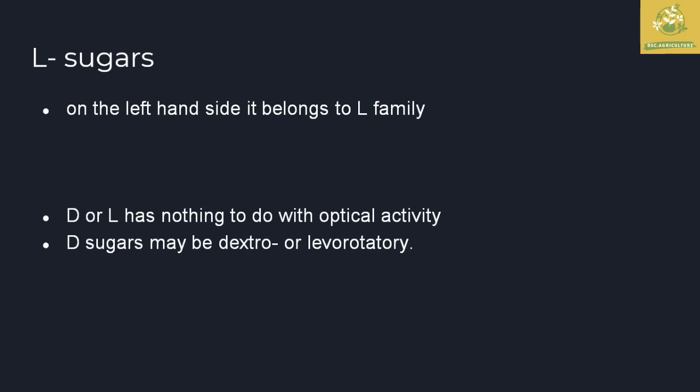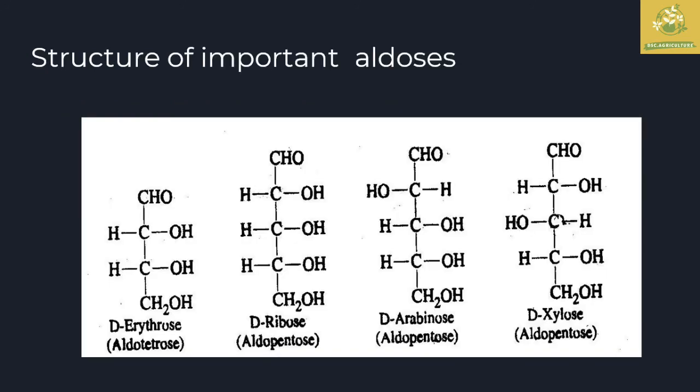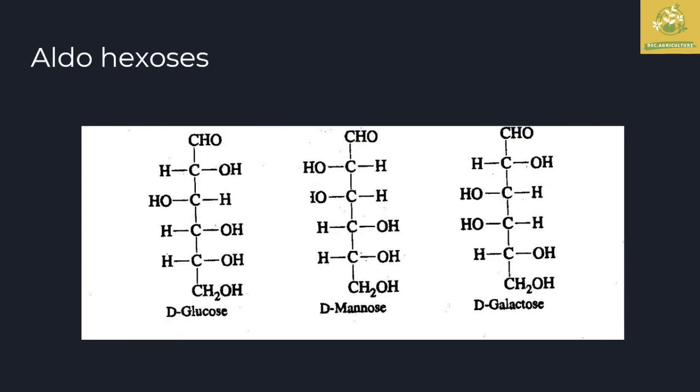You have to know that D or L has nothing to do with the optical activity, where the D sugar may be dextrorotatory as well as levorotatory, and the L sugar may be levorotatory as well as dextrorotatory. You must know this for 0.5 marks. Some of the important structures of aldose are D erythrose, D ribose, D arabinose, as well as D xylose. These are the important structures you must remember for your examinations.